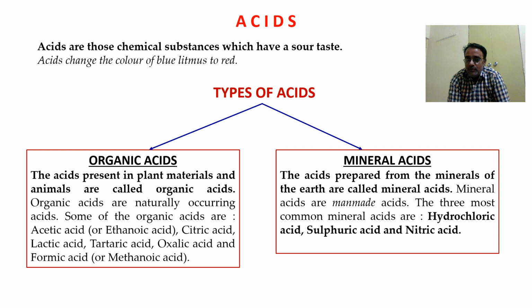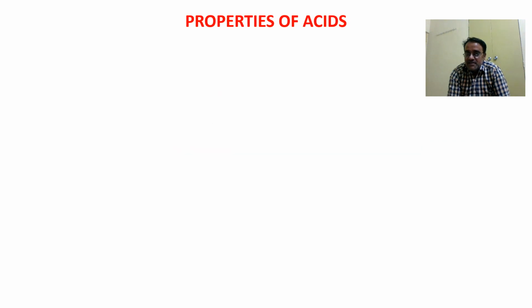Now let us move towards the properties of acids. So properties of acids can be divided into, again, two categories. One is physical properties and the other one is chemical properties. So in physical properties, the first one is that it is sour in taste. Number two, we have seen that it converts blue litmus to red.